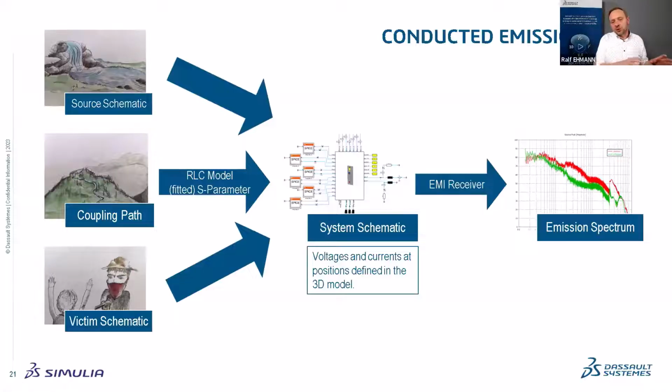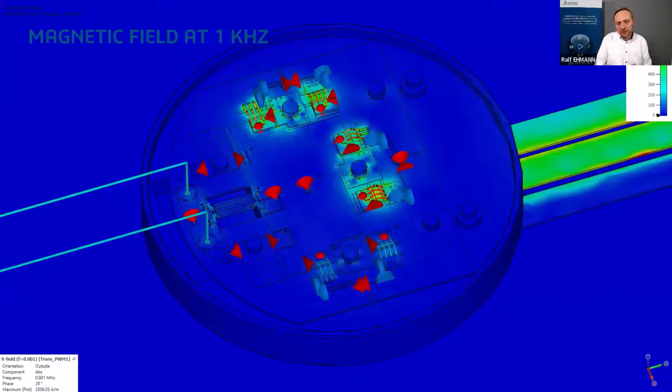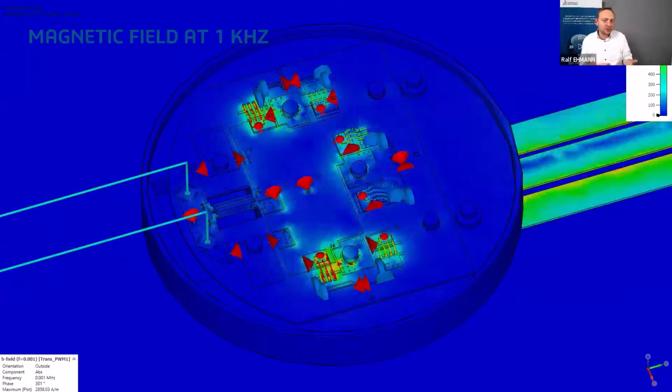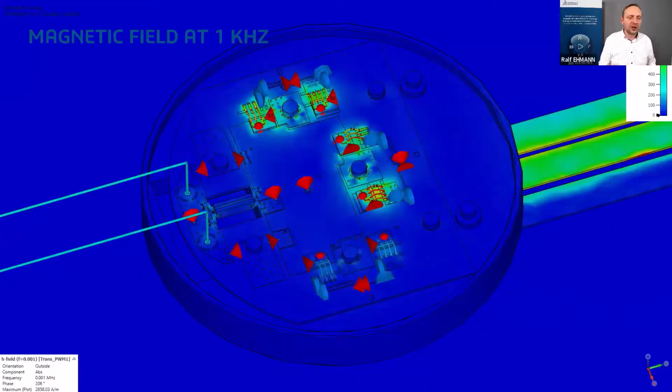But of course, up to now, we only speak about outputs as voltages and currents. But with the 3D field simulation, we have, of course, the huge advantage of being able to visualize fields. And this is something which is very advantageous if you want to debug. You can see where your fields are happening.